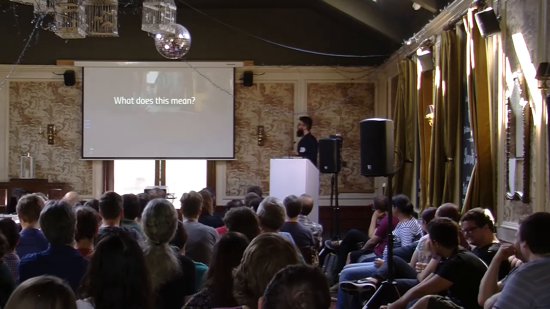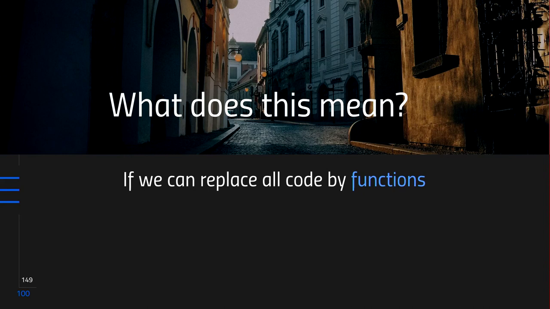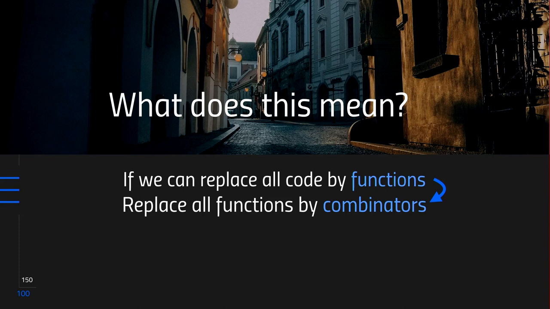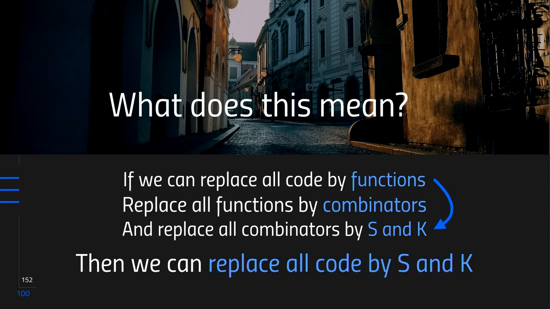Great. So what does this actually mean? Well, if we can replace all of our JavaScript code only with functions, and then we can replace all functions with combinators, and we can replace all combinators by S and K, well, then we can replace all of our code with just S and K, right? You can do this today to your code base.